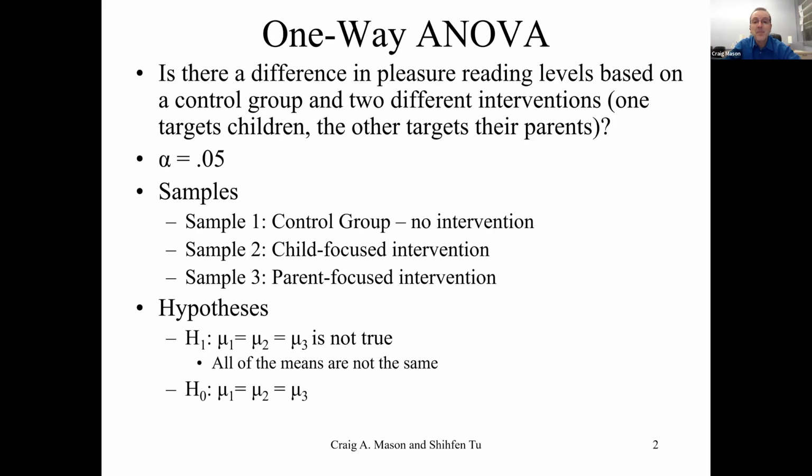Okay. Sample sizes, we will keep this ridiculously small because we're going to do the numbers by hand. So we have 4 kids in our control group, 5 kids in the child-focused intervention, and 5 kids in the parent-focused intervention. Obviously, 2, but anyway, we'll keep going. Very small, but we need to. I don't want to torture anyone.